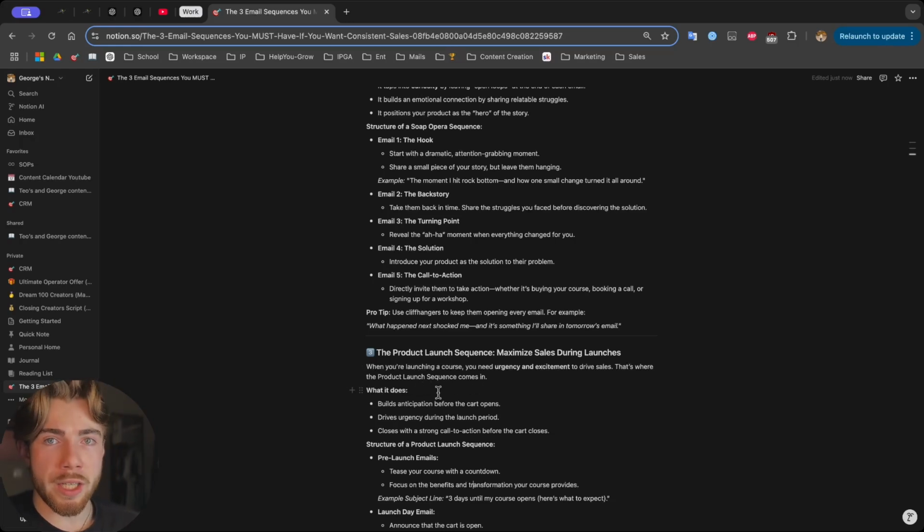So what exactly does it do? It builds anticipation before the cart opens, it drives urgency during the launch period, and it closes with a strong call to action before the cart closes. Let's take the product launch by Jeff Walker, the Product Launch Formula. This is his email sequence, if you're familiar with him. And now, the structure of a product launch sequence.